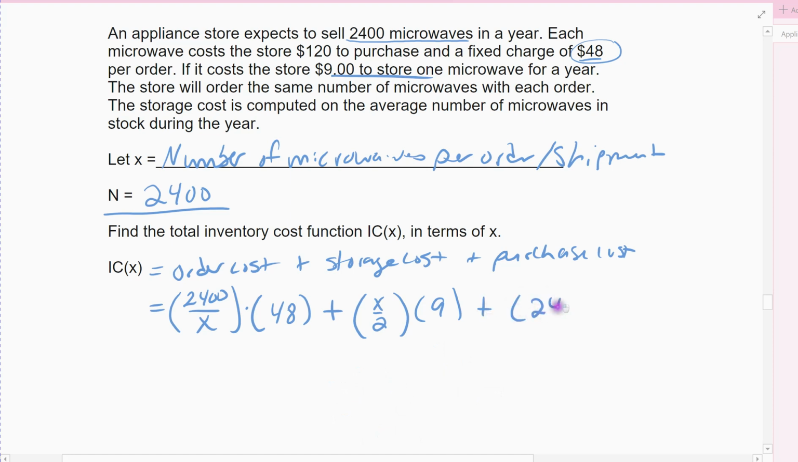The last one is the purchasing cost. We're going to order 2,400 microwaves total, and each one of them costs the store $120. That's always a big constant at the end: number of items times the cost per item. So there is the cost based on inventories.